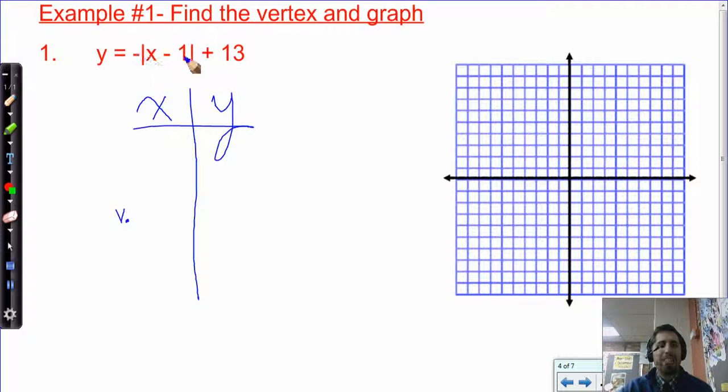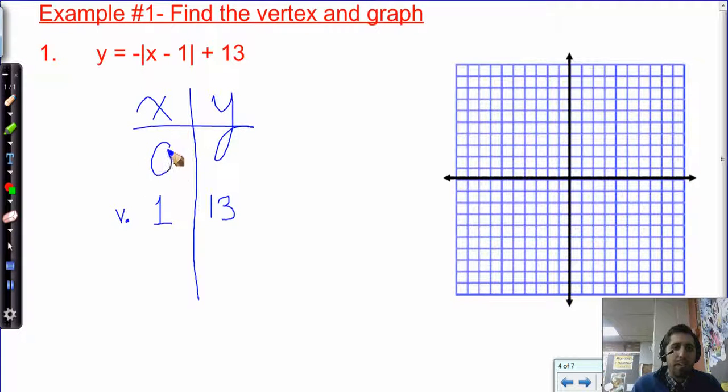What is going to make the inside of this absolute value equal to 0? Well, if we plug in 1 for x, then we'll do 1 minus 1, and we would get 0. The opposite of 0 is 0, and 0 plus 13 is 13. So when we plug in 1, we get 13. We need to choose a bigger and a smaller x value.